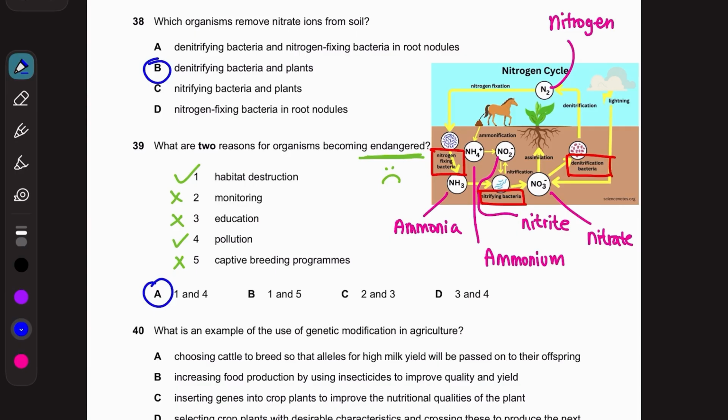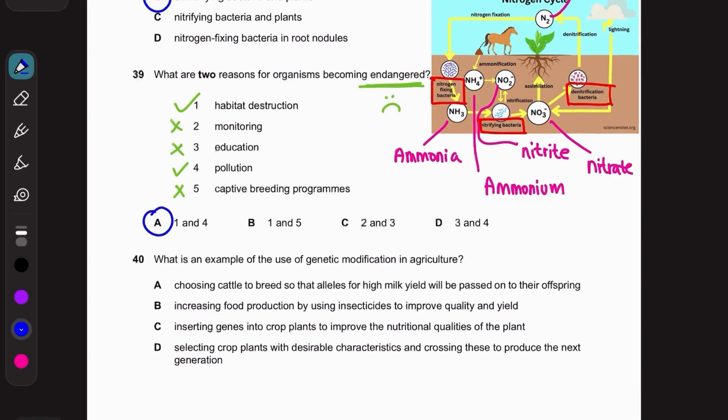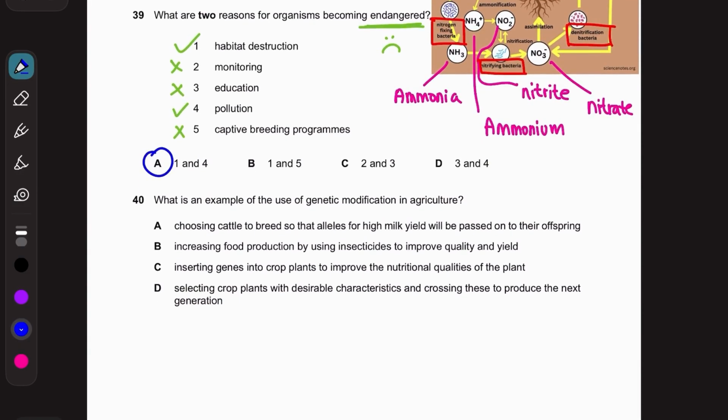Okay, and the last question. What is an example of use of genetic modification in agriculture? Okay, this is great. If I just tell you the answer, we'll explain it. So C is the answer. And genetic modification, what is that? Inserting genes, right? Inserting genes because you're modifying the genes. Agriculture is crop plants. So basically, you are inserting certain genes into the crop plants. Crop plants are plants that we grow in large amounts to feed as food for ourselves and so on.